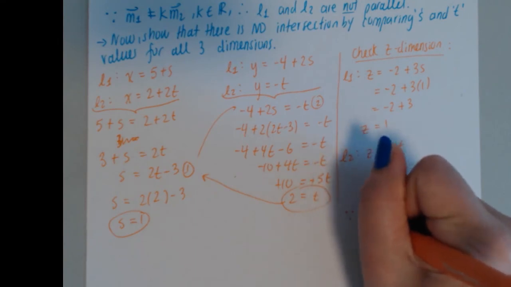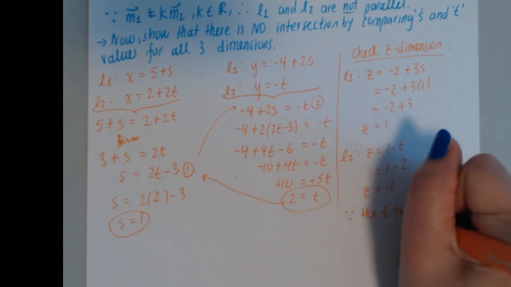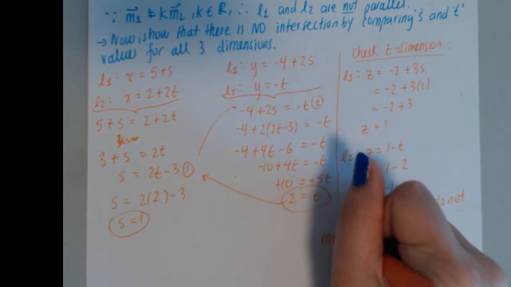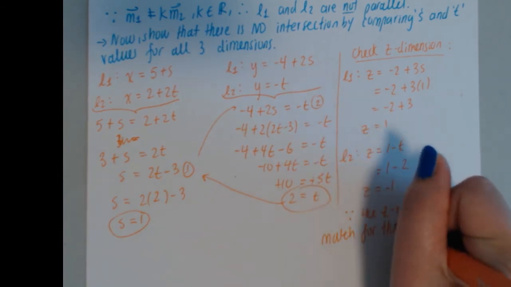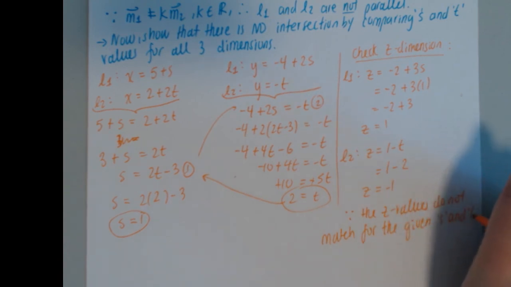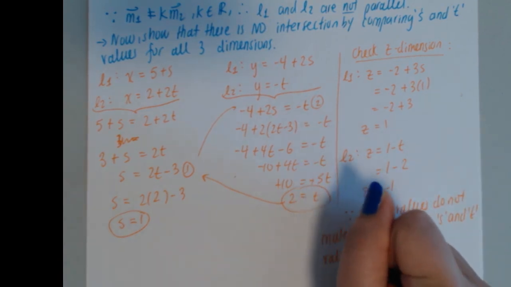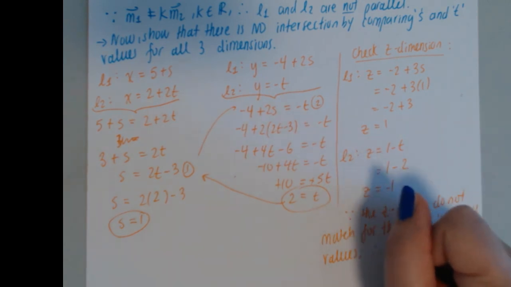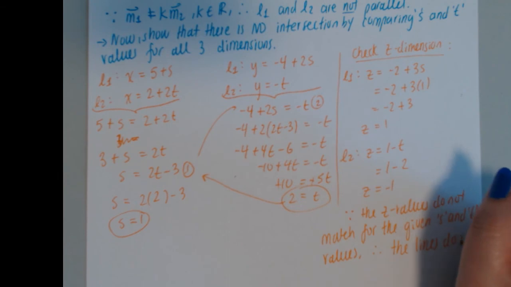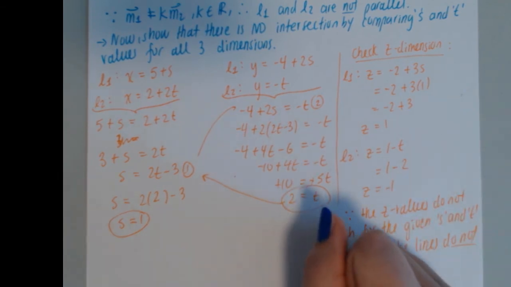So I'm going to state that here. Since the z values do not match for the given s and t values, therefore, the lines do not intersect.